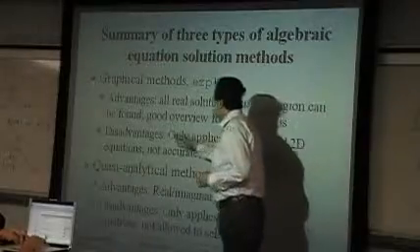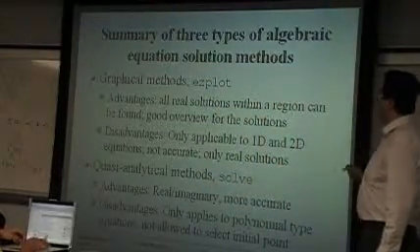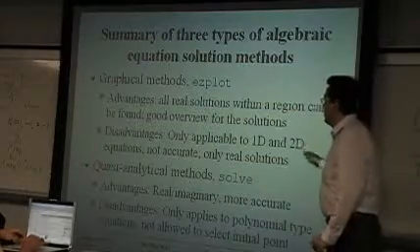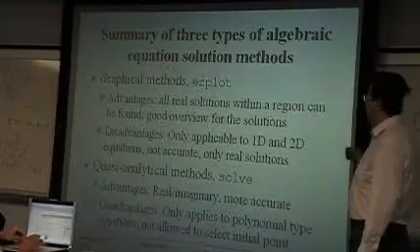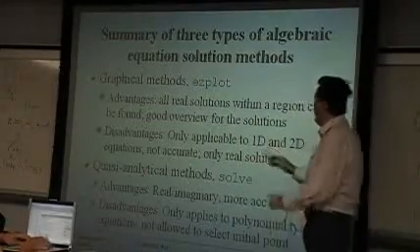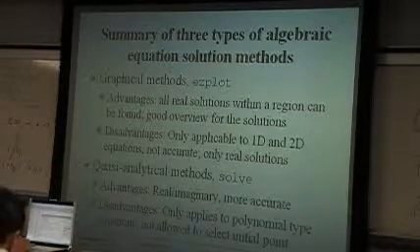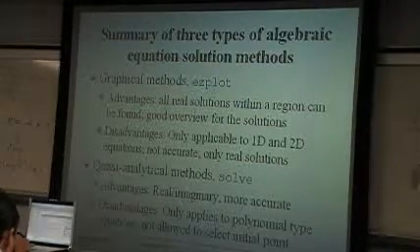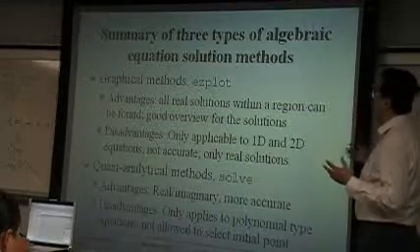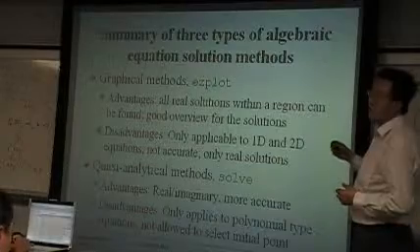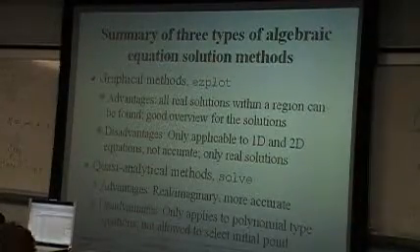And the disadvantage is that it is only applicable to one-dimensional or two-dimensional equations, and also it is not accurate. And apart from these, they can only find the real solutions. So these are the graphical methods. And sometimes we can use the benefit from it. For instance, we can find all the possible real solutions to one-dimensional or two-dimensional equations.